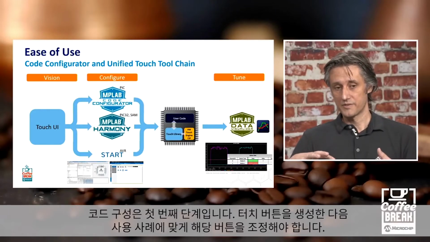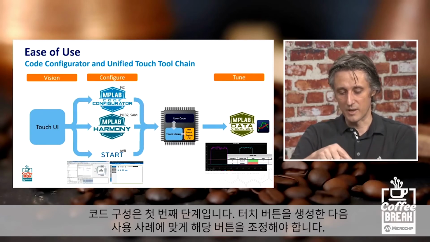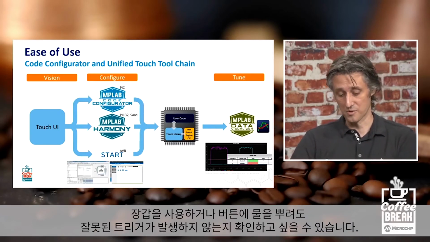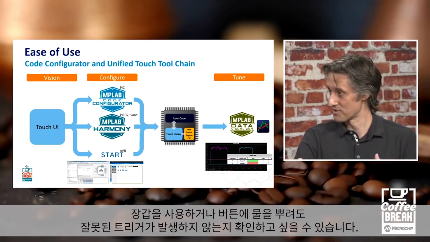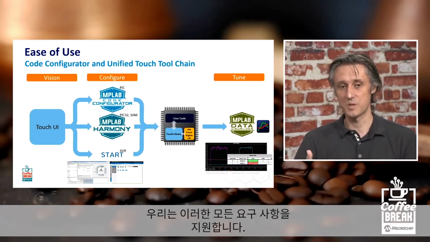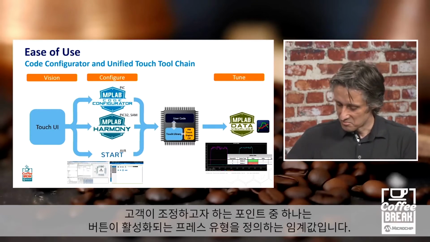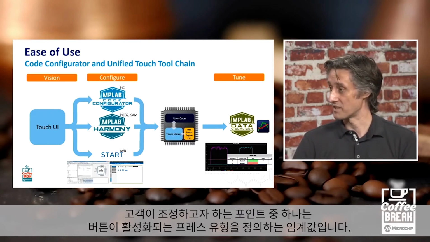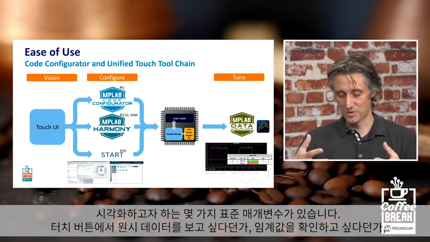So code configuration is your first step. Then let's say you have a touch button, and you have to tune that button for your use case. Maybe you want to support gloves, or you want to check that if you spray water on the button, it should not false trigger. All those things we support. But you need, for instance, a threshold to define what type of press you want for your button to be activated. And so there are some standards of what you want to visualize.